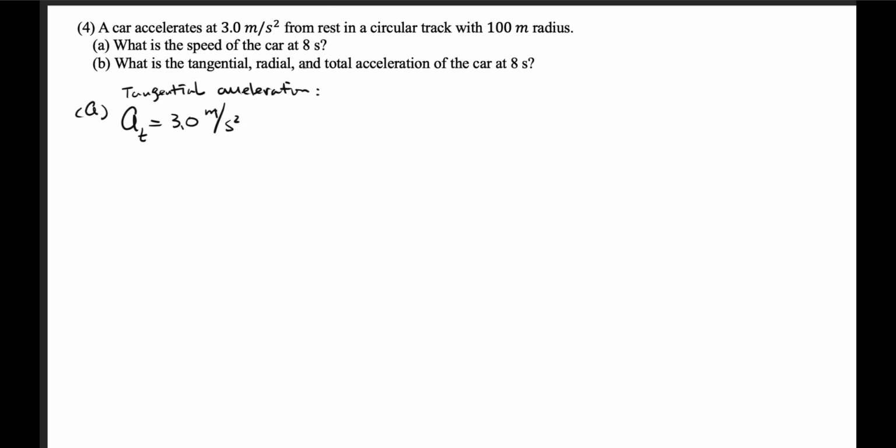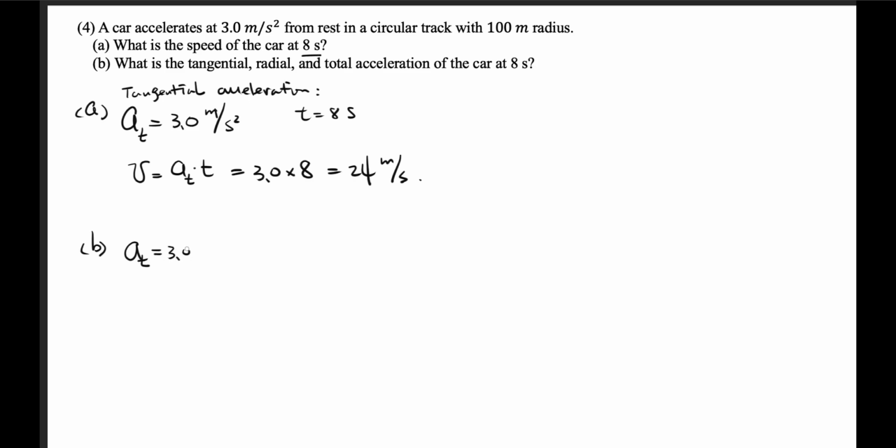Now, since we know the time instant is 8 seconds, we can calculate v at this instant equals 3 times 8, 24 meters per second. Okay, so that's the velocity magnitude or speed at that instant. What is the tangential, radial and total acceleration of the car? Again, tangential is the same as before. It actually has a constant magnitude. Okay, so it's still this number.